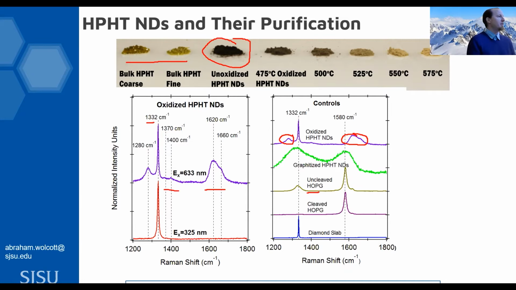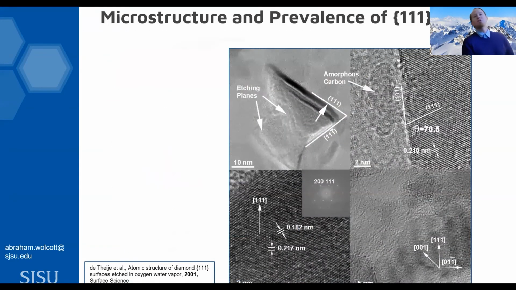I think one thing that we always want to compare to is a single crystal diamond slab. And you'll notice that the diamond slab, and this was done at 633 nanometers, is almost indistinguishable from HPHT nanodiamond at 325 nanometers for that Raman signal. So this basically told us that detonation diamond and HPHT were not a similar material, even though they were both diamond. That was a revelation to us because we assumed all diamond was diamond.